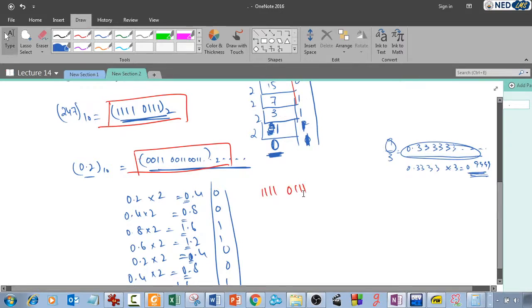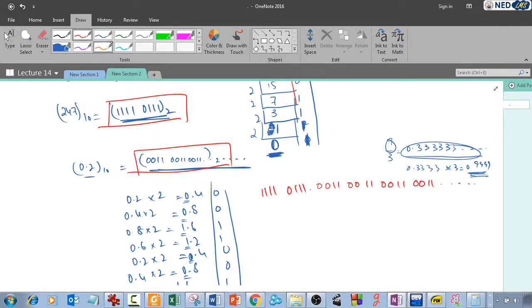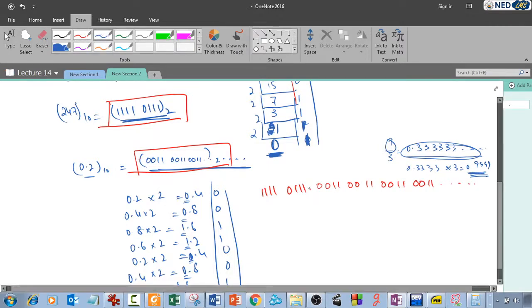So the whole number part, I'm going to write 11110111. Then this decimal part, 001100110011, and it will just keep on going forever. Then what I need to do is float this decimal point to here. So let's see, 1 2 3 4 5 6 7. I made the decimal point over here.